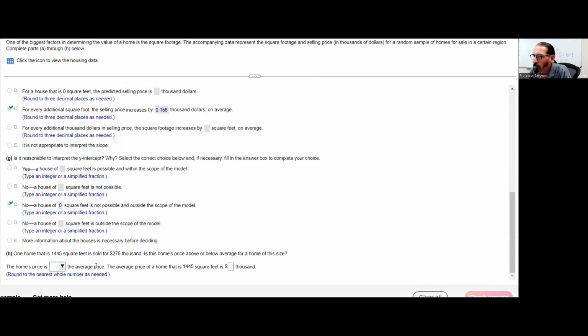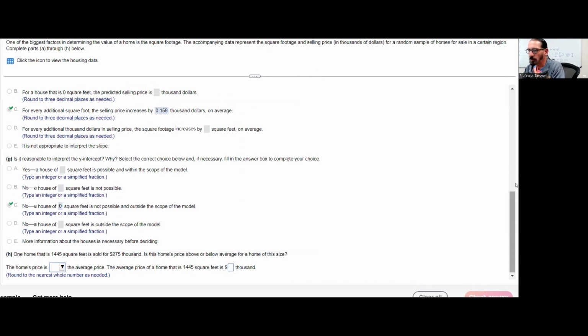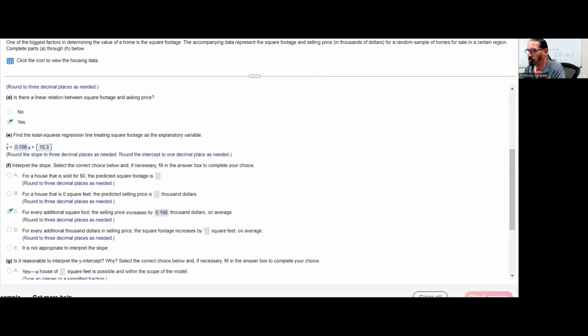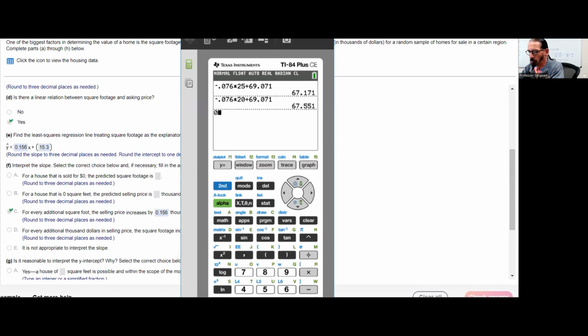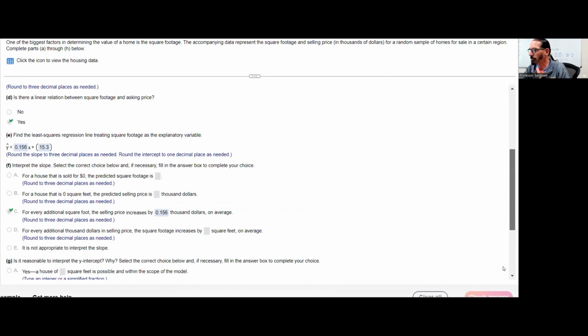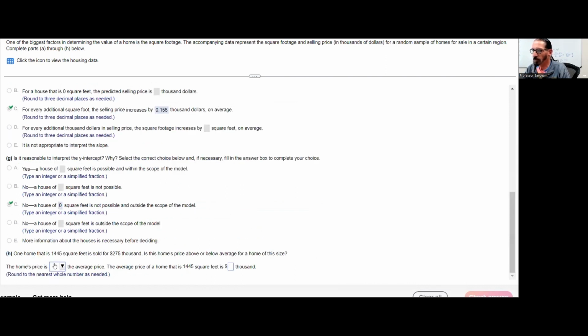One home that is 1445 square feet sold for $275,000. 1445. I'm going to plug that in. 0.156 times 1445 plus 15.3. This is a selling price in thousands of dollars. It's 240.72.